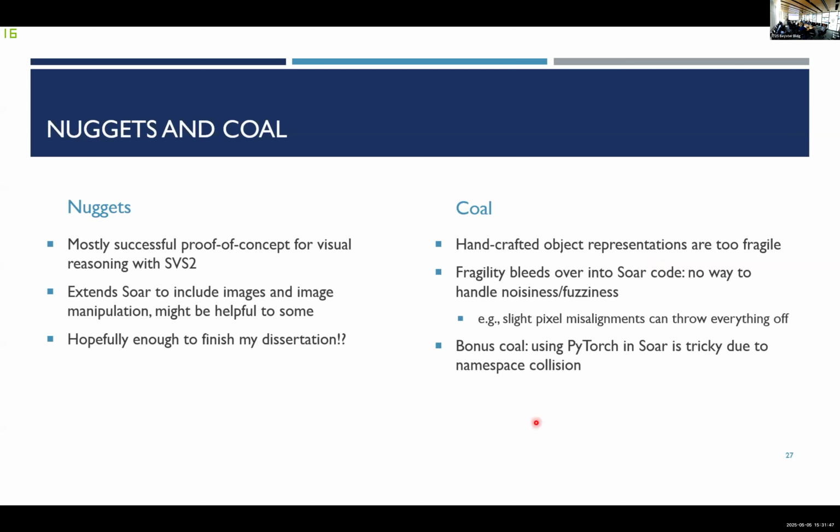That'd be good. Handcrafted object representations are really fragile, and that leads to Soar being really fragile in this case. There was one time where the bounding box was 1 pixel off. It decided that the resulting image was too big, and it wouldn't match it. It just was like, nope, sorry, you're 1 pixel too big.